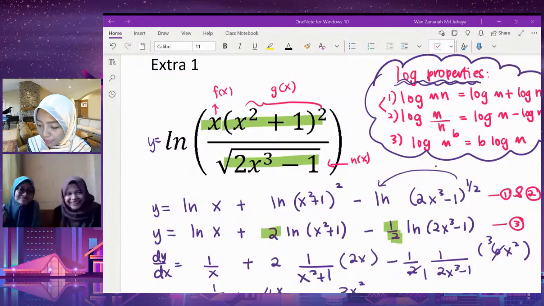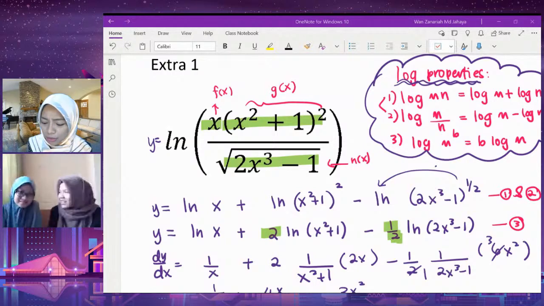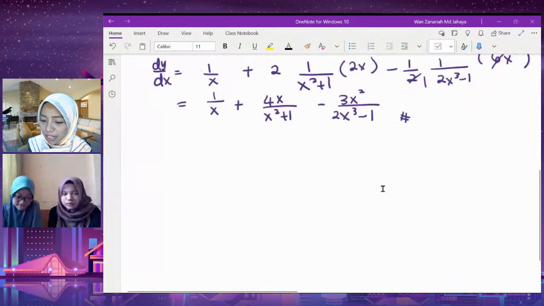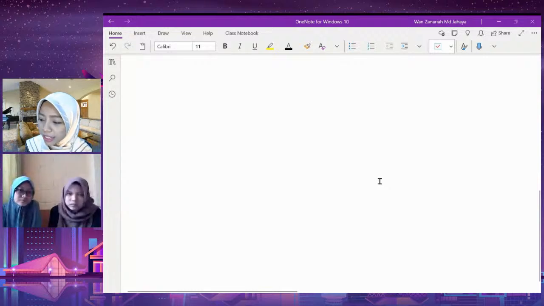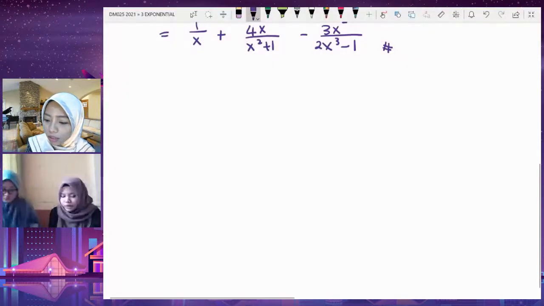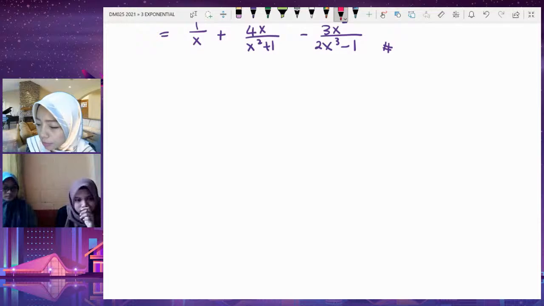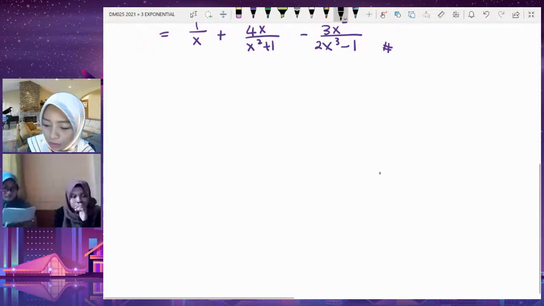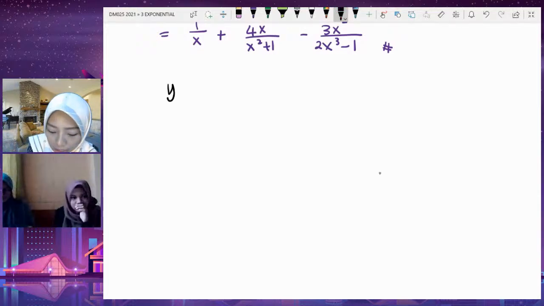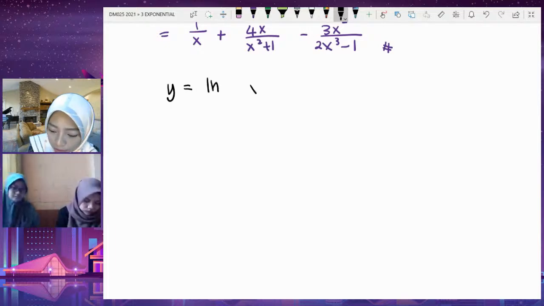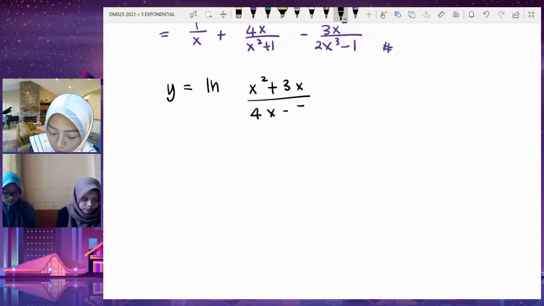Okay, next. One last question sayang. This time memang last punya. Okay, ni I ad hoc je bagi. I terus tulis sekarang. Okay. You suggest dekat I, what should I do? The first step. Y equals to, okay, soalan. So bila soalan I pakai pen hitam. Where is my hitam? Okay. So Y equals to ln x square plus 3x over 4x minus 5.